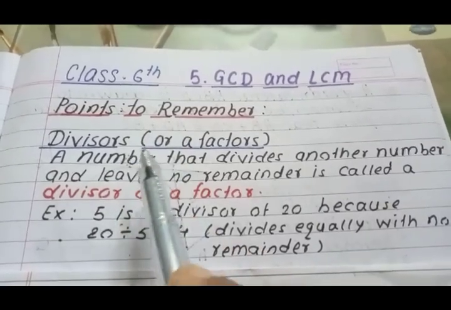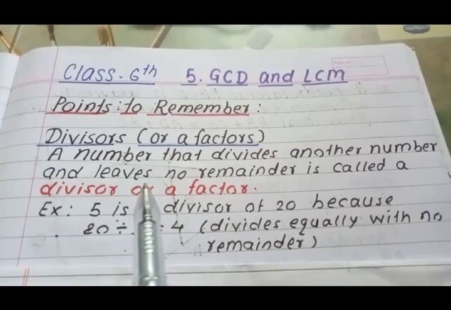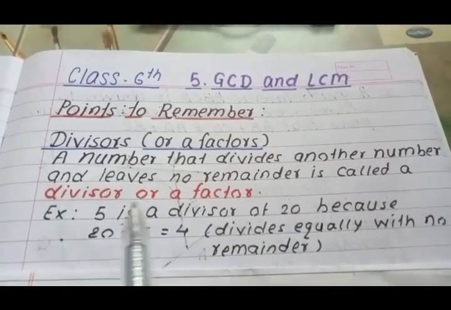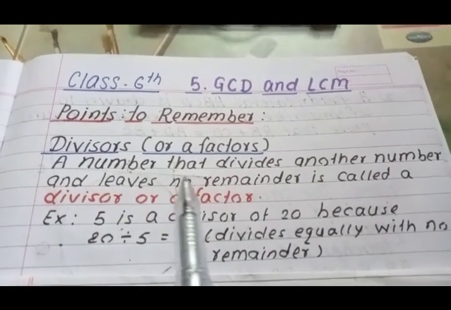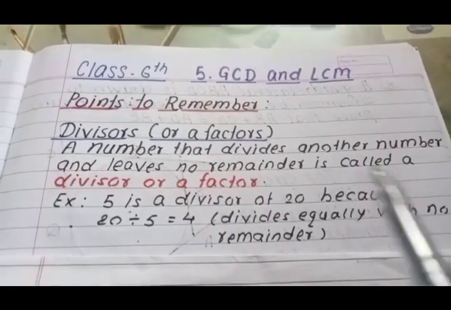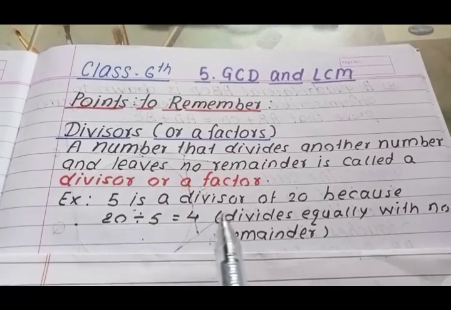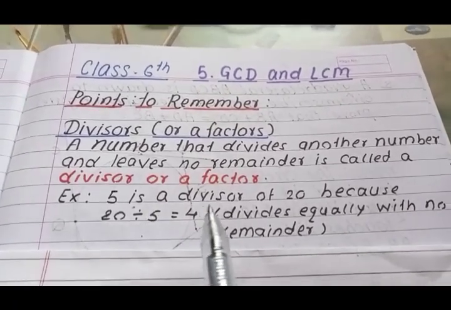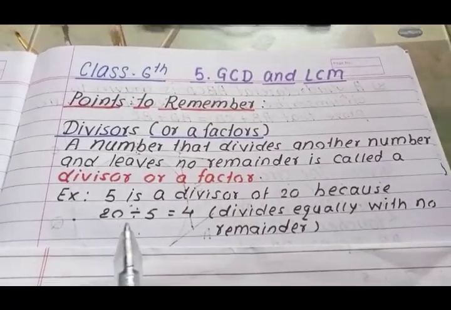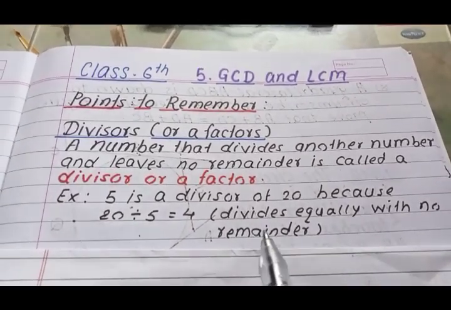Points to remember: divisor or factor. A number that divides another number and leaves no remainder is called a divisor or a factor. Example: 5 is a divisor of 20, because 20 divided by 5 equals 4. It divides equally with no remainder.